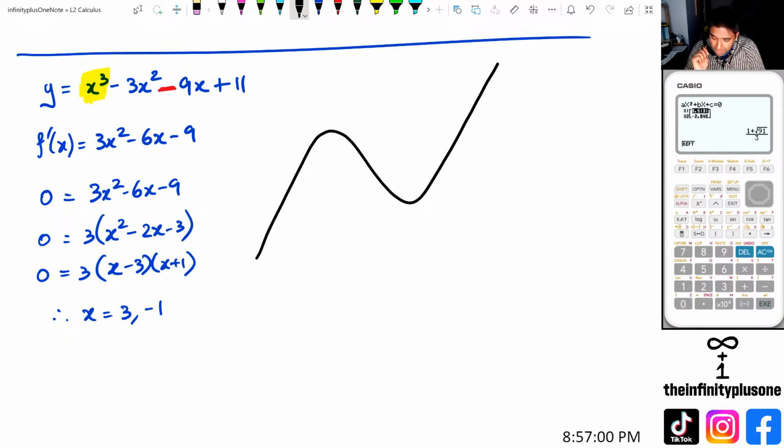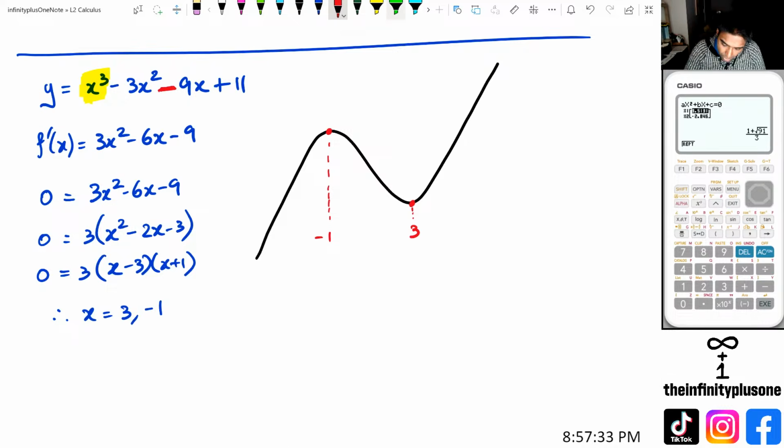It's a cubic. Next thing I know is I've got 2 turning points. My first turning point is going to be the smallest one, which is -1. Then my second turning point is positive 3. For this particular one, the question is asking where is it increasing and where is it decreasing. I'm kind of doing 2 things at the same time here.